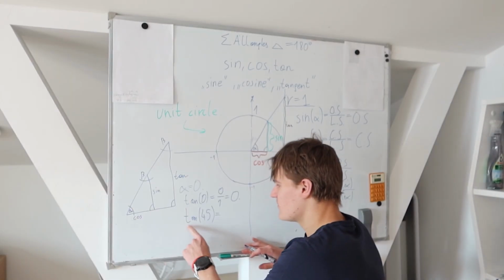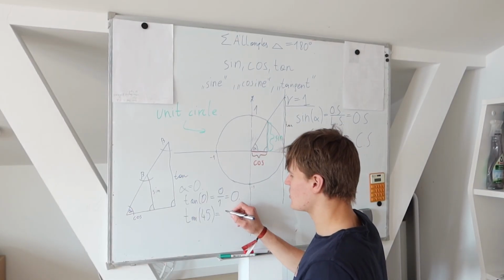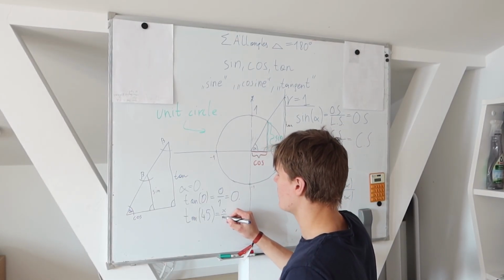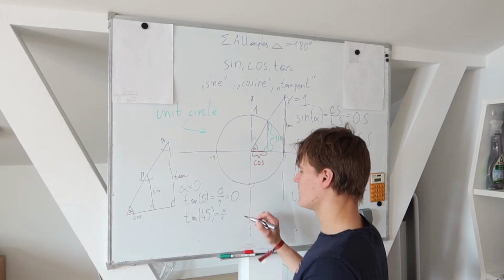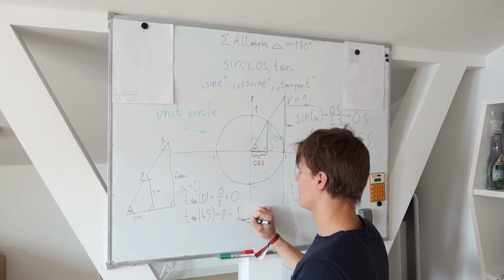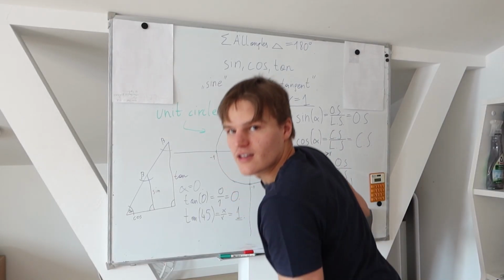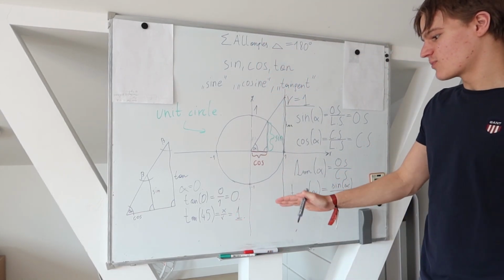If sine and cosine are the same, then we just have x over x, right? Which is just 1, right? Can you guys follow me here? I think that's pretty well explained.